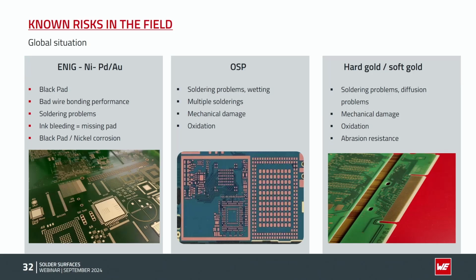OSP, we have certain limitations we already talked about. Hard and soft gold, that's not the main topic of today, but of course, if you have a lot of gold, that's not fitting to the soldering process, as if too much gold dissolves in the solder, it makes the solder brittle and it's not reliable anymore. But that's a side topic, let's say.